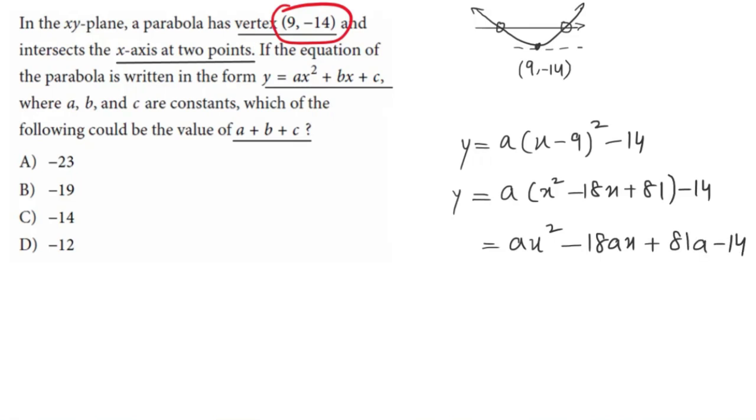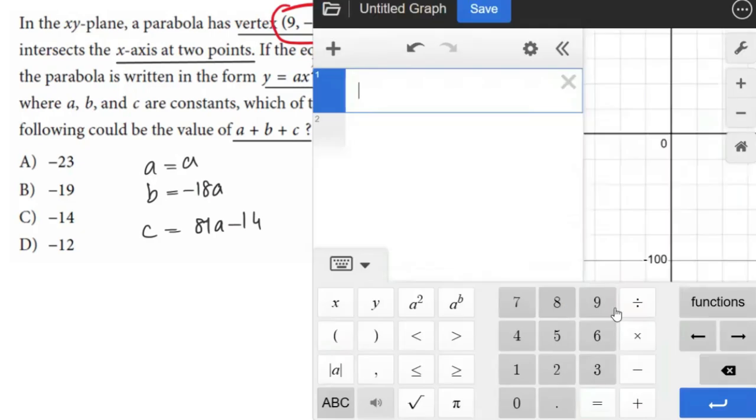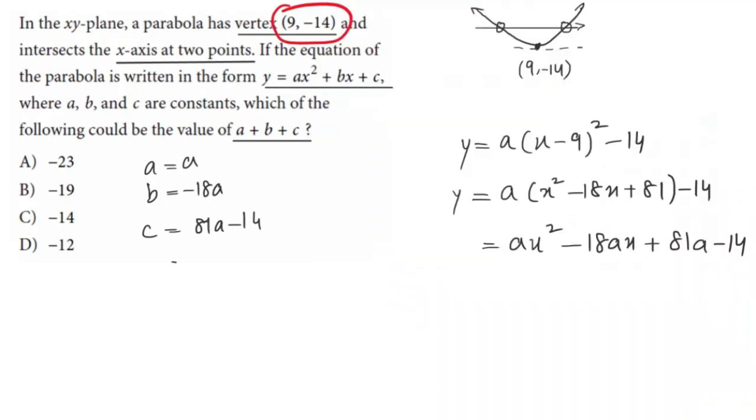Okay, so now I've got my a, which is just a, and b is the coefficient of x, which is minus 18a, and c is the constant term, which is 81a minus 14. If I add them together, this will be 82 and minus 18. So that's 64a minus 14.